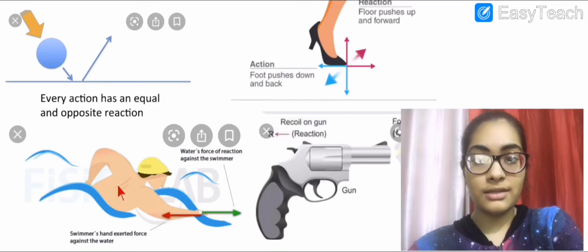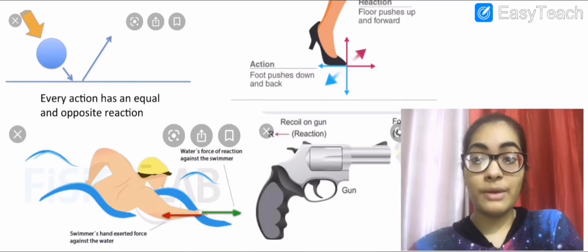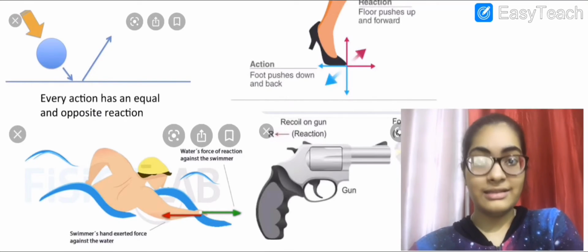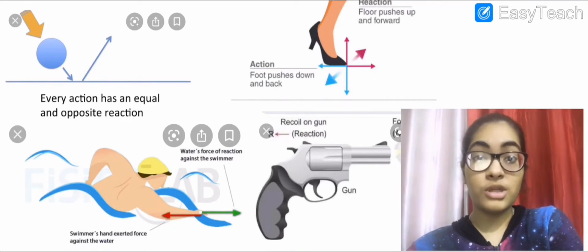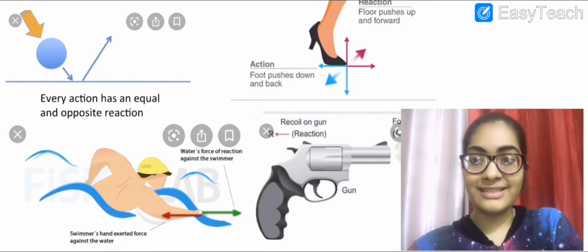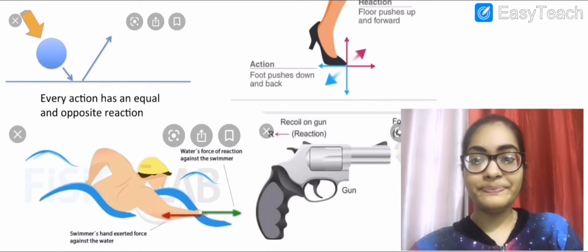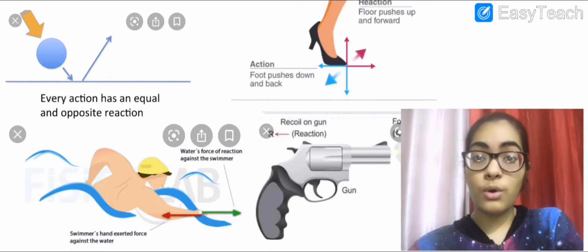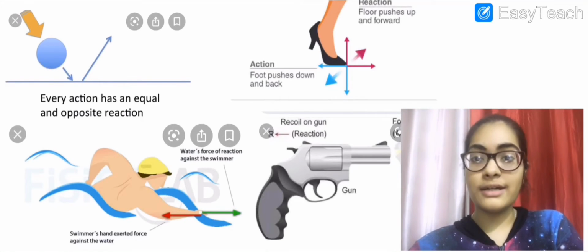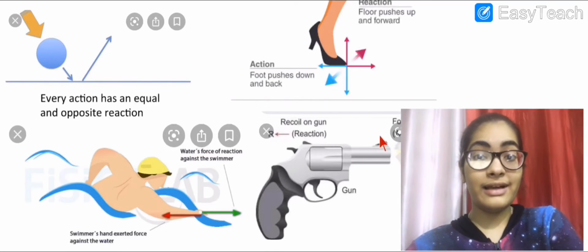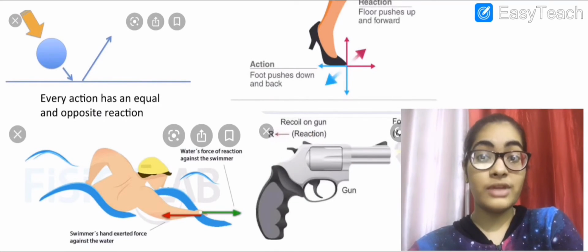Similarly is the case with swimming. In swimming, the swimmer exerts a force backwards. He pushes the water backwards to move forward. And the water exerts a force forward. As a result, the swimmer moves forward. Simple. Recoiling of the gun is also an example of Newton's third law. You exert a force forward and the gun exerts a force backward. That is known as recoiling.